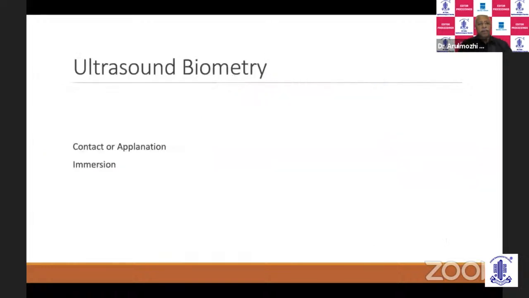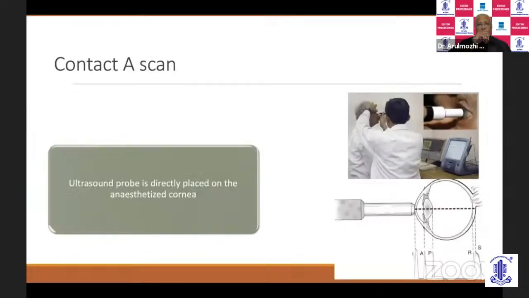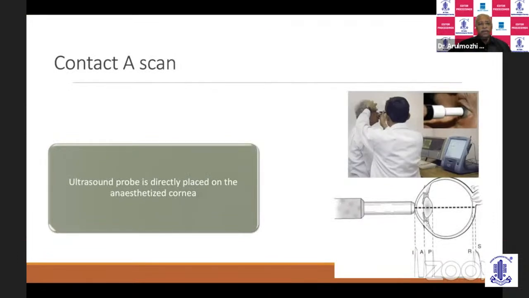Ultrasound biometry can be done either by the contact or applanation method or by the immersion method. Though it's normally thought that only the immersion method can give you accuracy, a well done contact or applanation method can also give you excellent accuracy in determining the axial length. Contact scan is pretty simple.